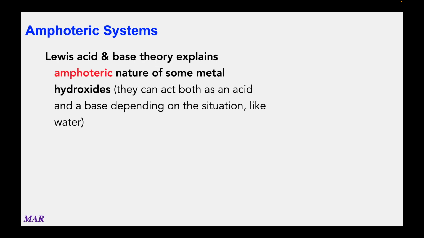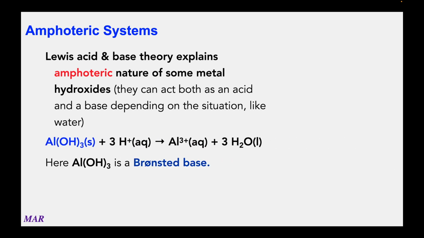Lewis acid and base theory helps to explain the amphoteric nature of some metals, especially metal hydroxides. Now, amphoteric just means that they can act as both an acid and a base depending on the situation. And we saw that water does this, so water can make hydronium. Water can also make hydroxide. And at equilibrium, at any temperature, you're going to have water making both. Well, it's more than just water. Aluminum hydroxide is a great example of this.